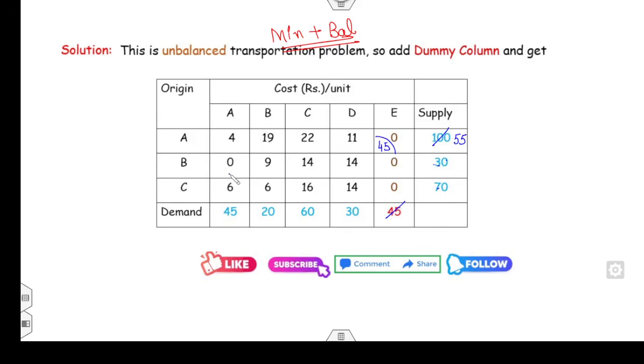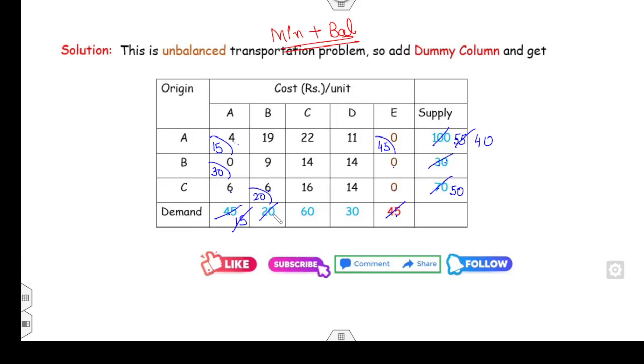Now the next number will be 0, 30 and 45. The minimum is 30. Again, for this 0 there is no supply. Again, for this 0 there is no demand. The next smallest number is 4. Corresponding to this 4 is 55 and 15. I can put 15. This number is 40. The next smallest number is 6. Corresponding to this 6 there is no demand. Corresponding to this 6 is 20 and 70. The minimum allocation is 20. Remaining is 50. The next allocation is 9.